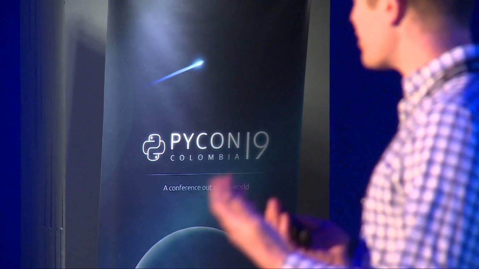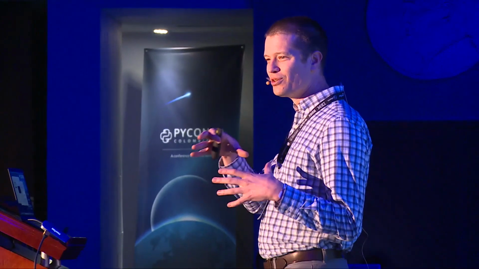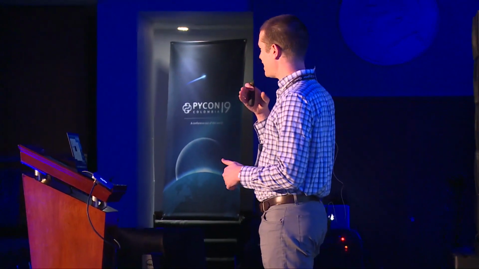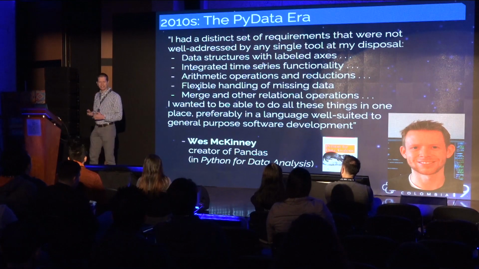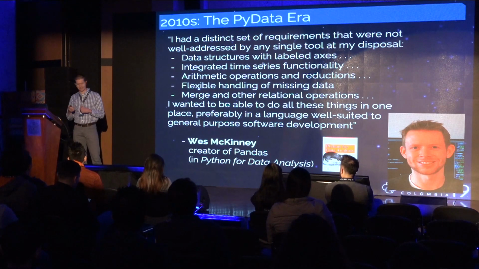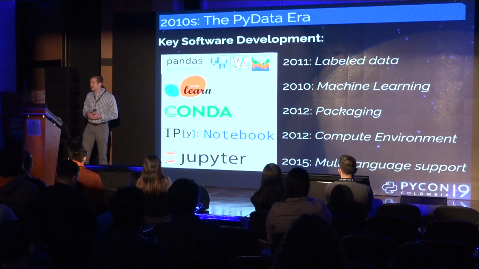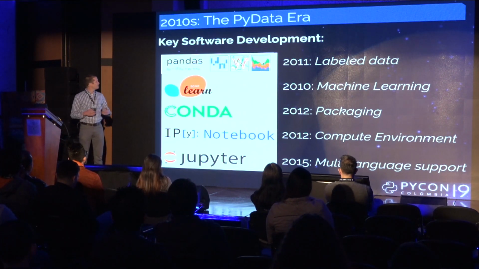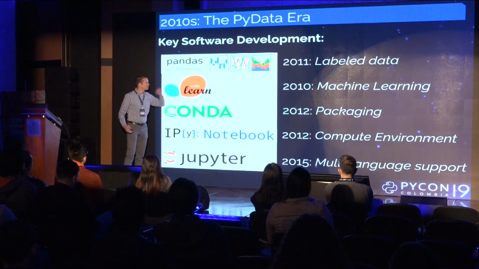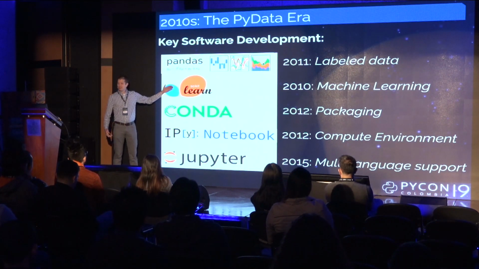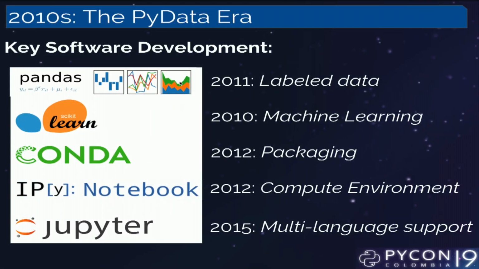He was using R for a lot of these things, using Python for other things, and saw a need for Python to be able to do some of these more labeled data, relational algebra type routines in a way that made sense. And so he created the pandas package. Some other key software development in this time period: I mentioned pandas with labeled data. The Scikit-Learn project was started around 2007, but really the development kicked off in earnest around 2009, 2010.